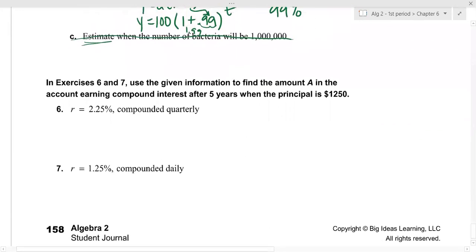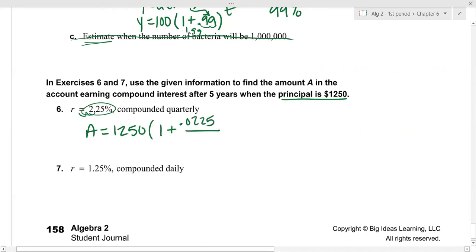Okay, so number 6, working compound interest. So we're going to use that same formula we talked about before. So let's plug in the things that we know. So we know A equals P, the principal. It's telling me that that's 1250. And then 1 plus the rate, now the rate is 2.25%. And I have to move the decimal back 2 places in order to use it in a formula.